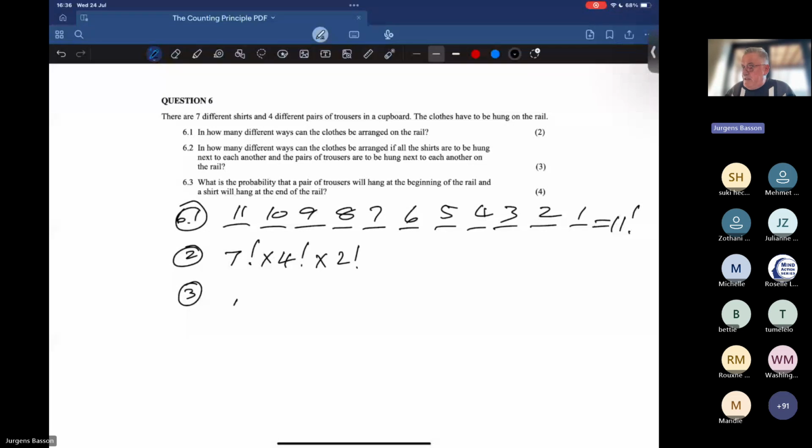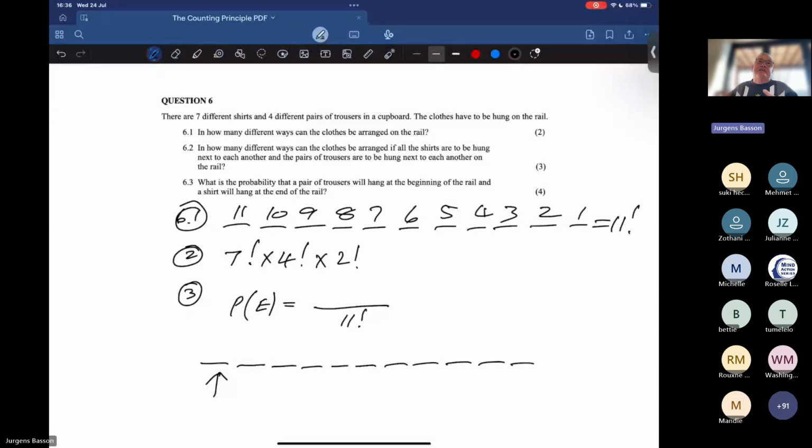Now, when I see probability, I always suggest to the learners, write down your denominator. And then you focus on the numerator. We want the probability that a pair of trousers will hang at the beginning of the rail and a shirt will hang at the end of the rail. So I just want to draw these lines again. 2, 3, 4, 5, 8, 9, 10, 11. They say this first position must be a trouser.